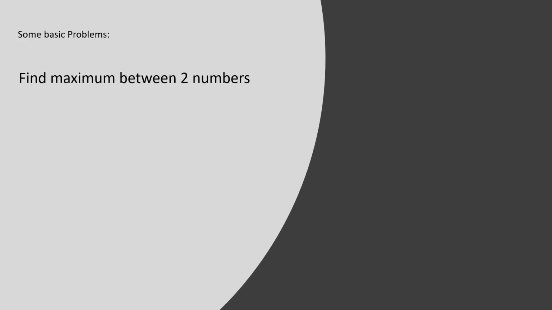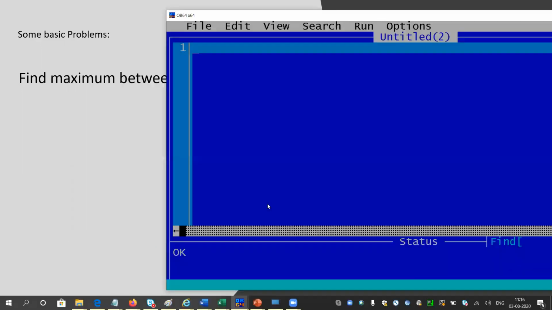So some basic problems that we can solve using if is, suppose, finding the maximum between two numbers. If anyone asks to find the maximum between two numbers, okay, so let's take some input from the user. To take input from the user, you have to write a statement like, I think some of you already know, and if you do not know, I am writing the same for you.